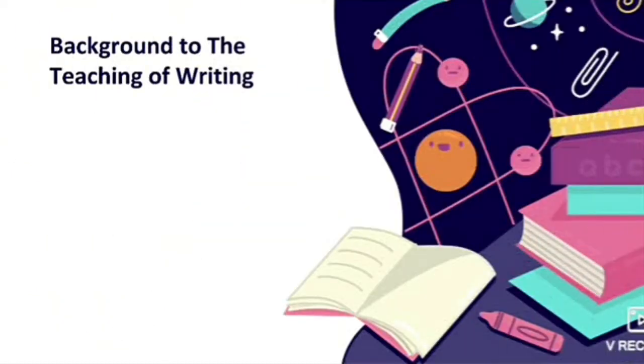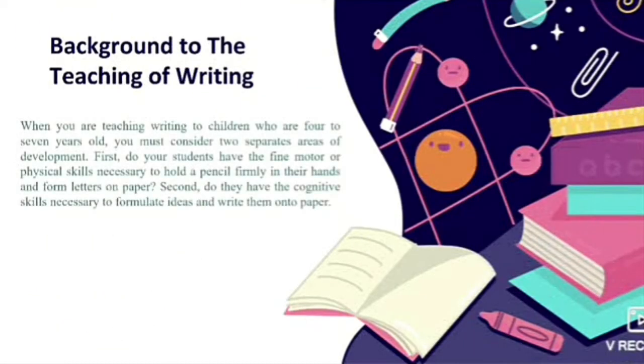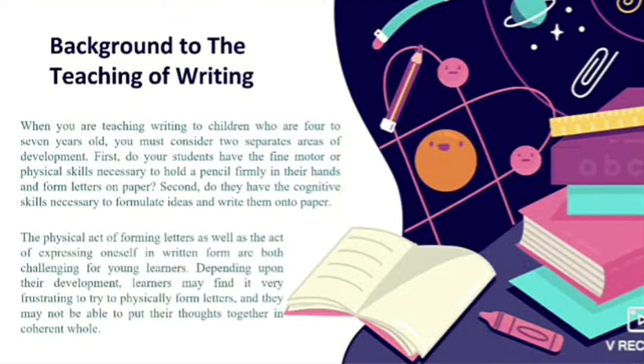The next is background to the teaching of writing. When you are teaching writing to children who are 4 to 7 years old, you must consider two separate areas of development. First, do your students have the fine motor or physical skills necessary to hold a pencil firmly in their hands and form letters on paper? Second, do they have the cognitive skills necessary to formulate ideas and write them onto paper?